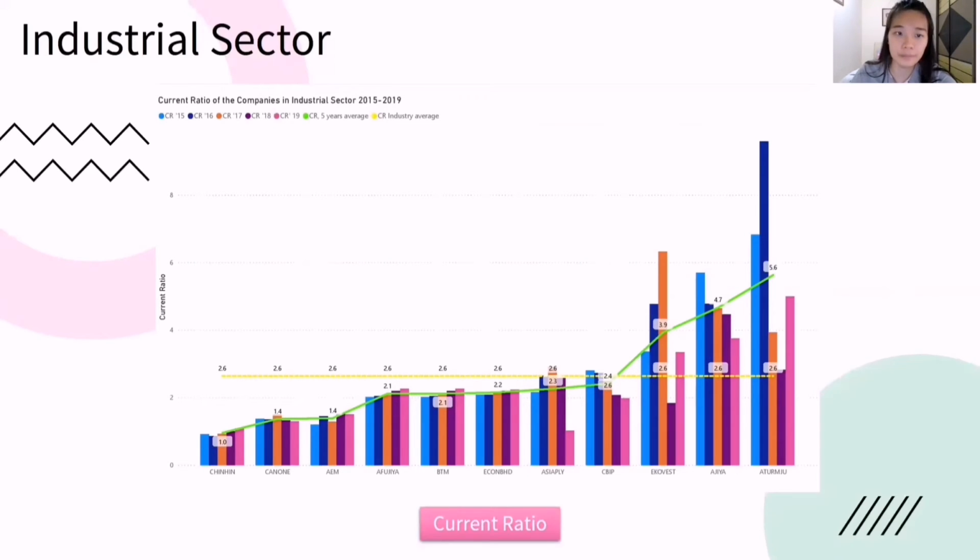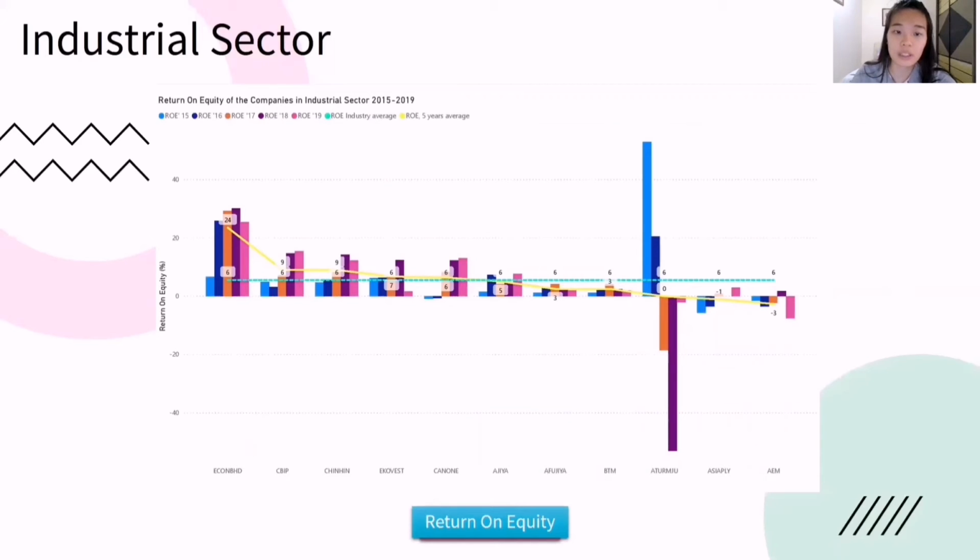Besides that, the industry average of return on equity in the industrial sector is 6%. The graph shows Econ Berhad has the highest ratio, which is 24%, while CPIP, Chinhin, and Econ Berhad have a rising return on equity. It means that the companies are increasing profit generation without needing as much capital.